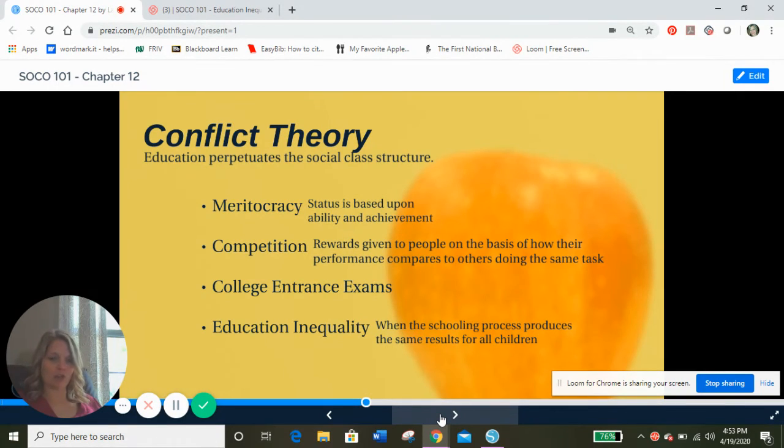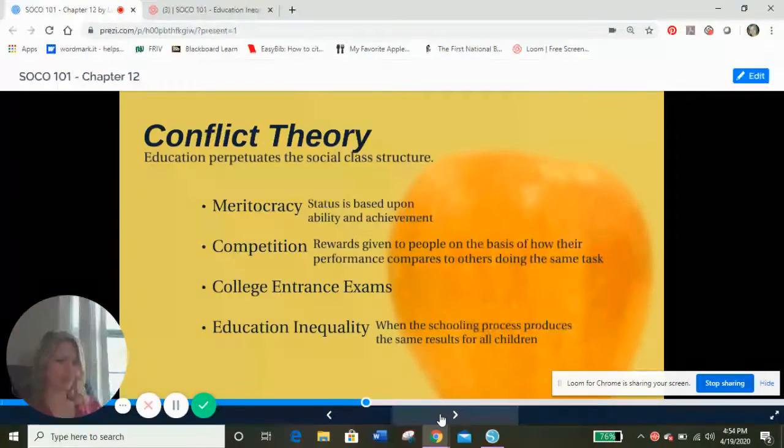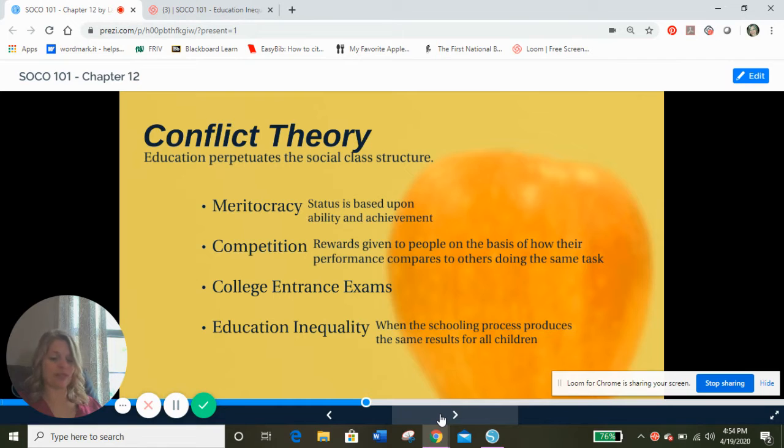So we have something called a perceived meritocracy. A meritocracy is where social status is based on ability and achievement. And that's based on the assumption that all individuals have an equal chance to succeed and better themselves. If you work hard enough, you can achieve anything. And we know that's not true, because not everybody has equal access to everything. When you're going to a school system or your family has more resources, it's a lot easier for you to do things. Well, then we have this term of competition. Competition is a social process that occurs when rewards are given to people on the basis of how their performance compares with the performances of others doing the same task.